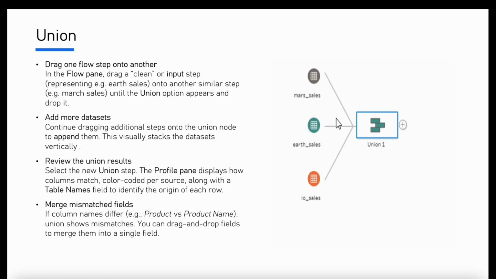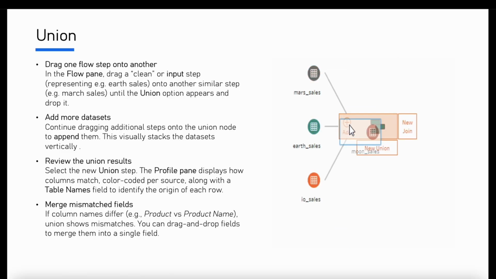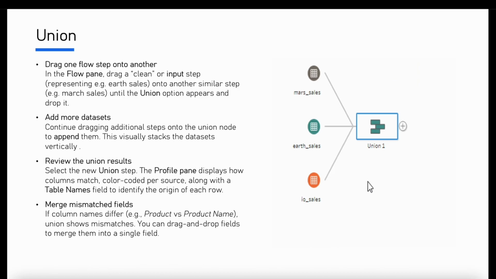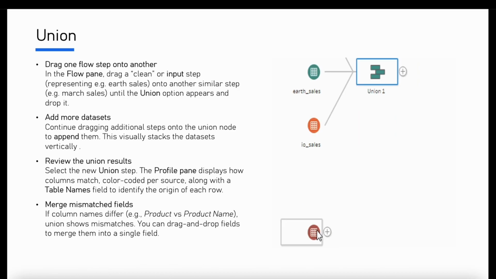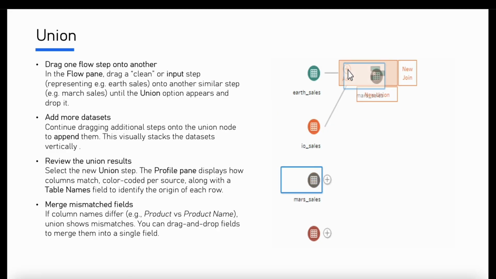So we need to review the union result after, and then merge the mismatched fields. Of course, if you merge mismatched fields, you have to review again and make a standard column name, like trying to rename fields, so it will be consistent and more accurate. So that is all for the introduction to Tableau Prep Builder.